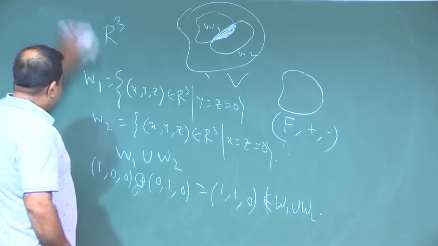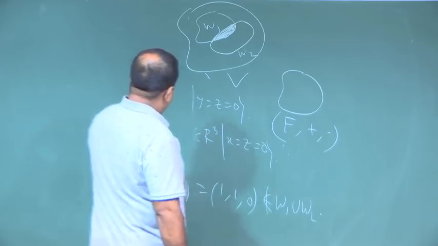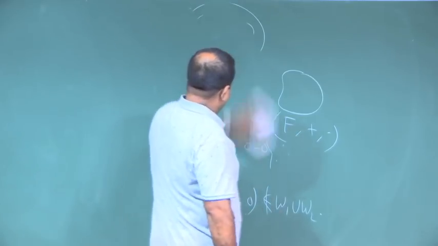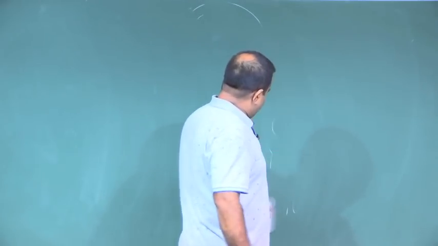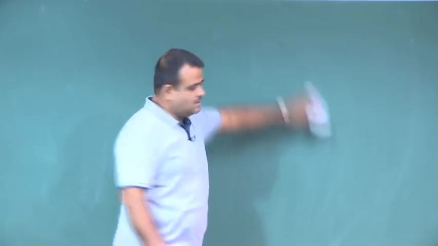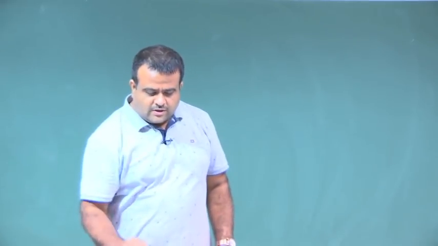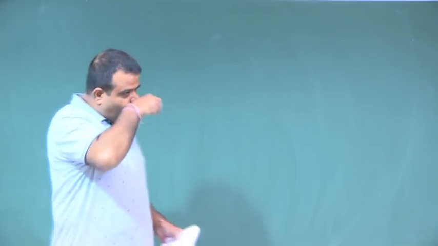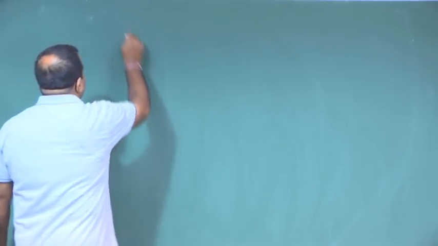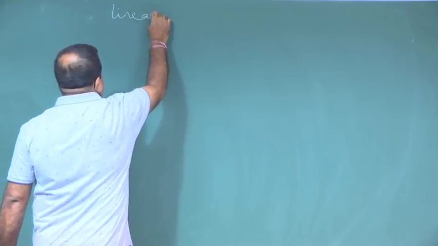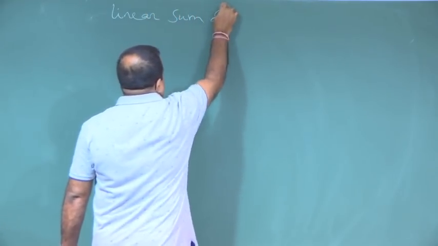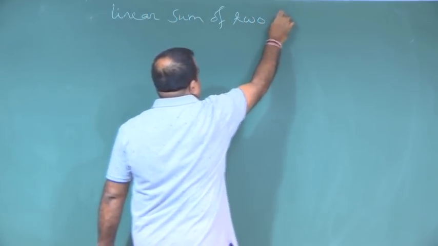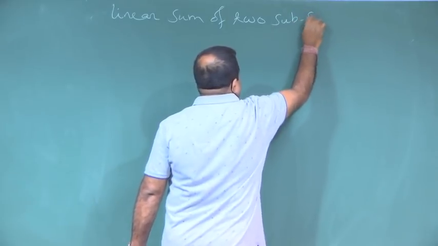So, that means this is an example where the union is not necessarily a vector subspace. But the intersection is always a subspace. Okay. So, now we define a linear combination, a linear sum of two spaces. This is called the linear sum of two subspaces.